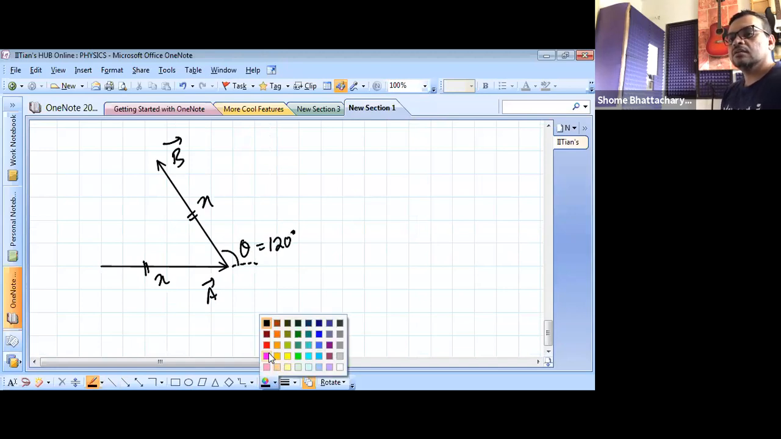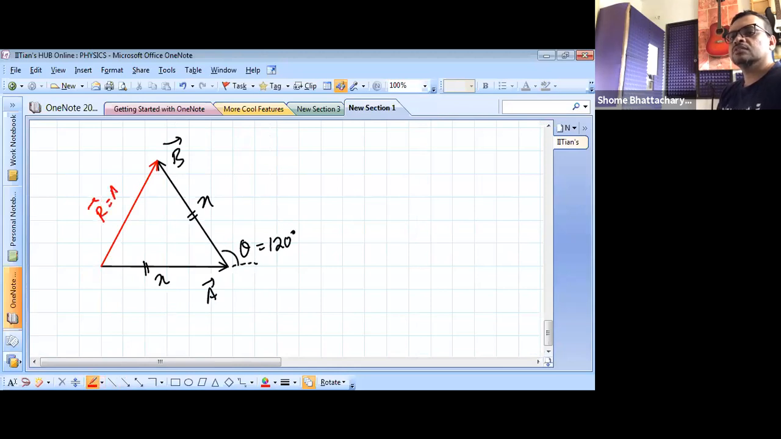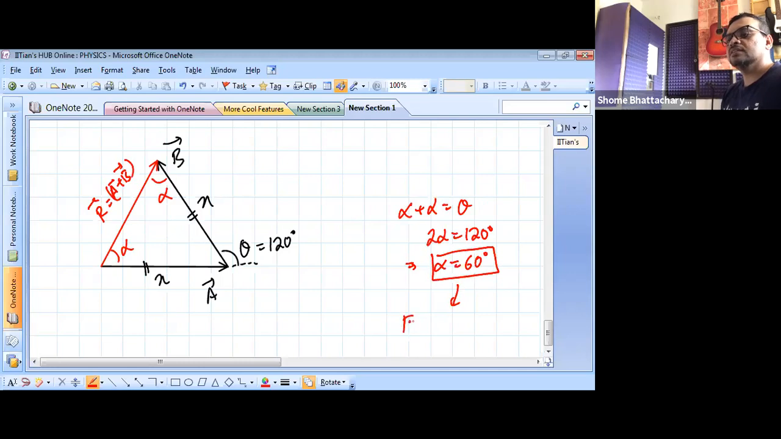So the resultant is this one. If the resultant, which is A plus B, is making some angle alpha here, because these two sides are equal, this angle will be equal to this angle. So alpha plus alpha this time is theta. So 2 alpha is 120 degrees. So alpha is how much? It is 60 degrees. That means the moment these two alphas are 60 degrees, it is not only isosceles, in fact it is an equilateral triangle. And therefore the magnitude of R is equal to the magnitude of B equal to A, which is x.